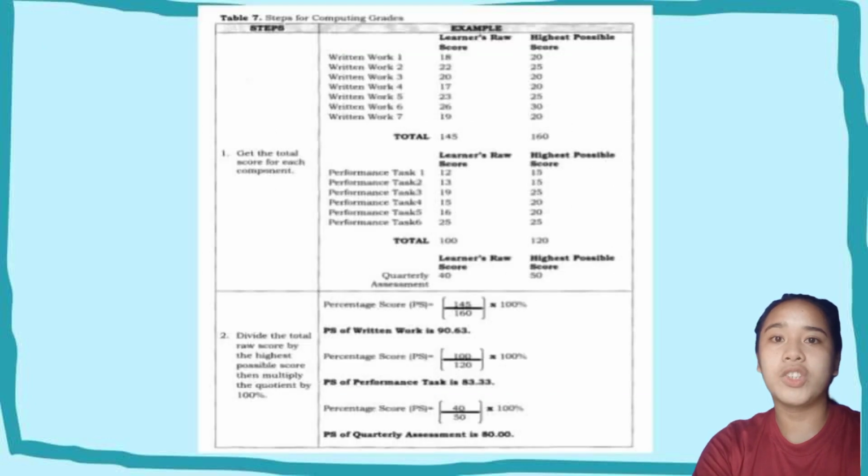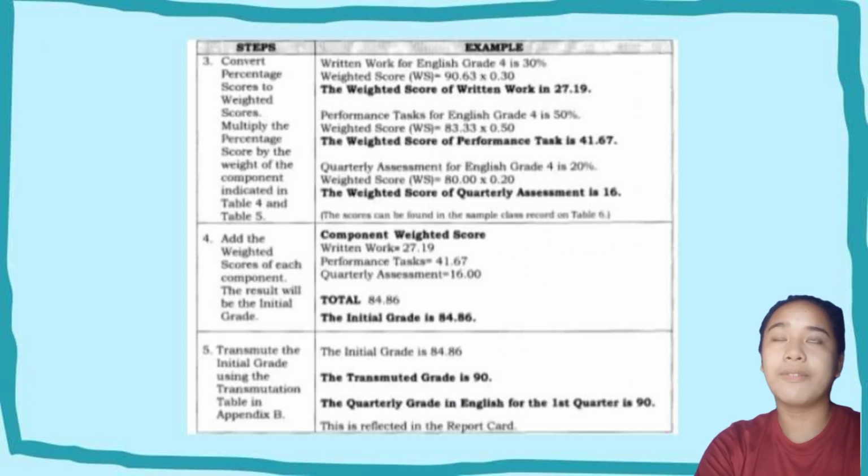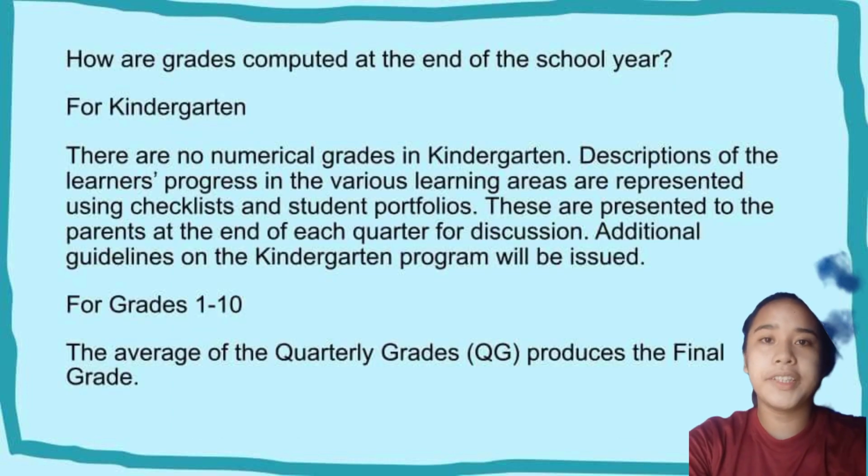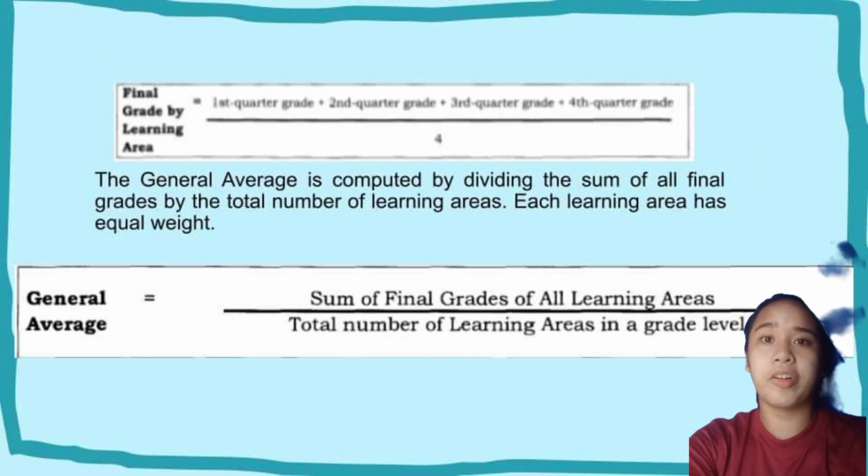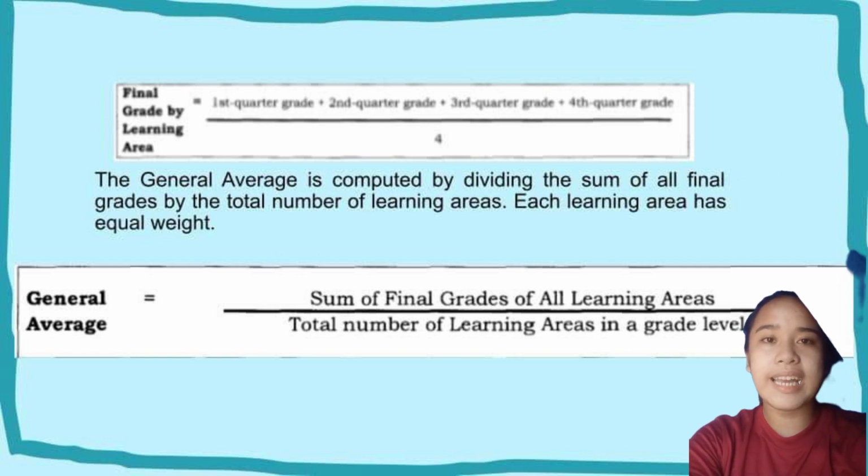Step 3. The sum for each component is transformed by the percentage score. How to calculate grades? Obtain the percentage score for each component by dividing the total raw score by the highest possible score and multiplying the result by 100%. For the weighted score from the percentage score, multiply the percentage score by the stated component weight. The weighted scores for every component are added. The initial grade is the outcome.